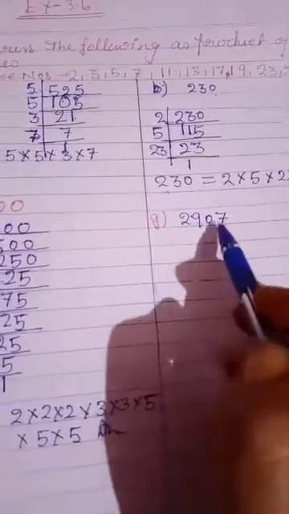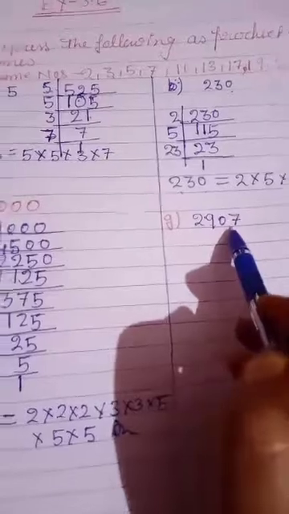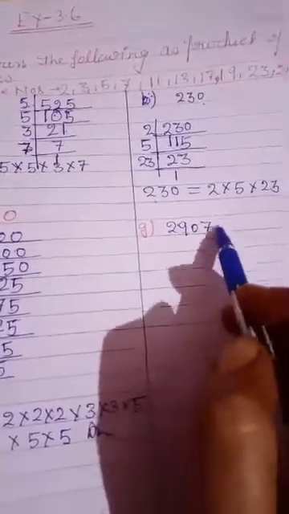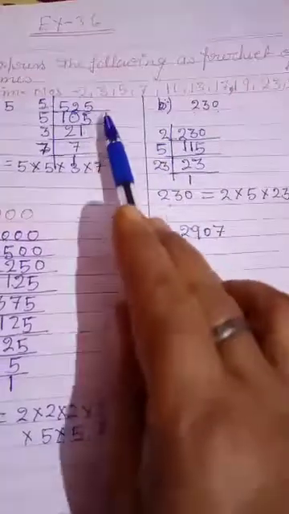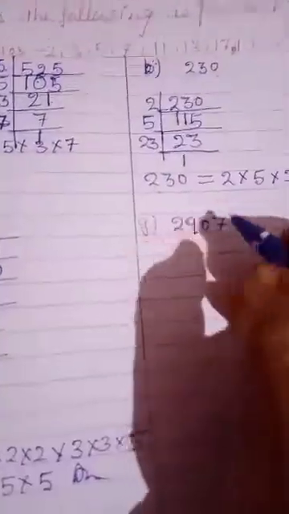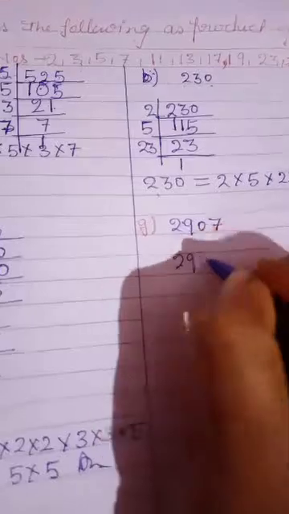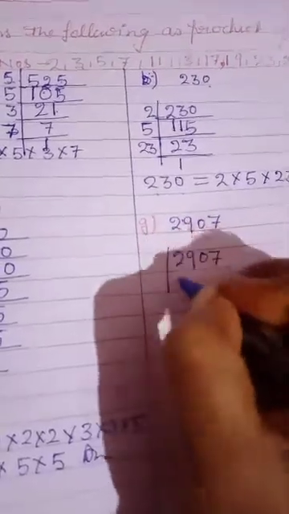Why will it not be? Though the sum of the digits is coming 18, it will not be divisible by 2 because the last number is not an even number. So by which number can it be divisible next? By 3. Okay, see now, 2907. Check it by 3.